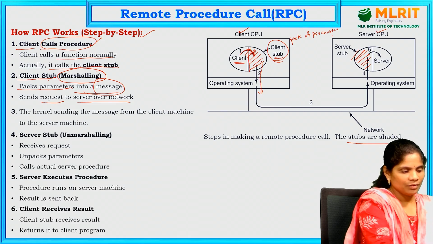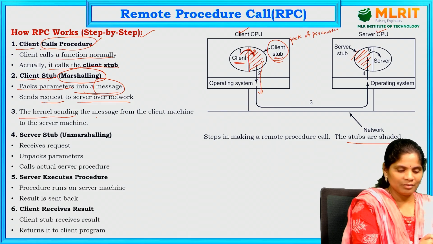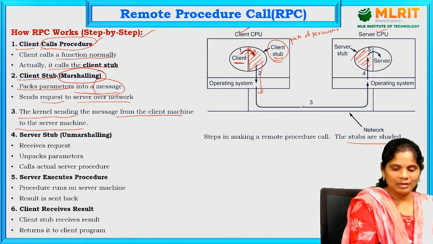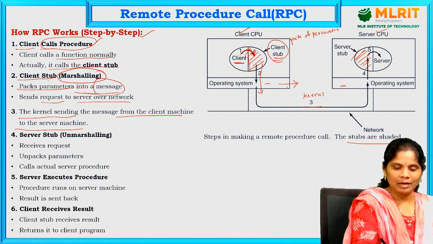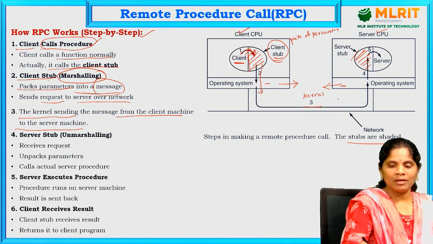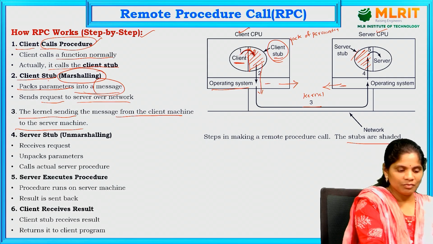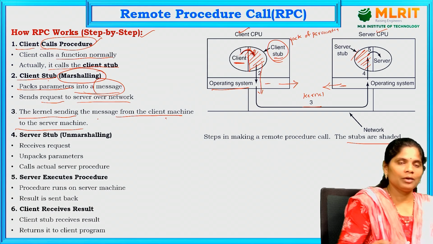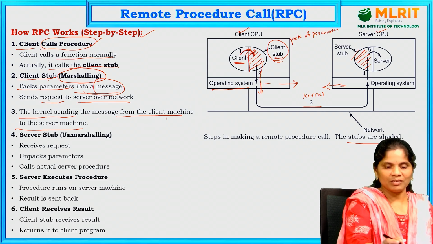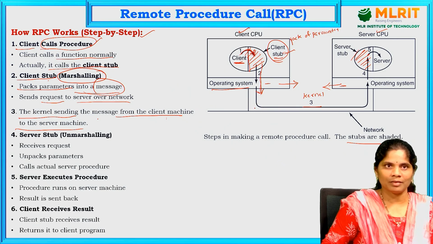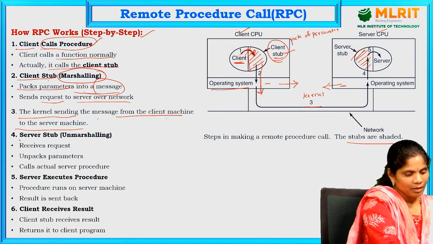Next, the kernel sends the message from the client machine to the server machine. Here the 3 is the kernel. Kernel is nothing but the operating system. This one is the client kernel, and this is the server kernel. Mainly it is for sending the message from the client machine to the server machine. So the first is the client, the second is the client stub, and the third is the client sending the message. And next is the server stub.